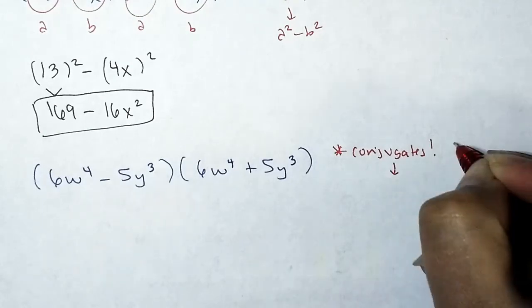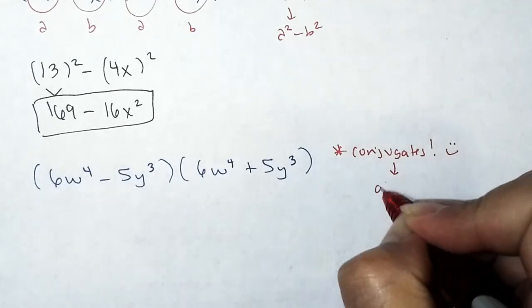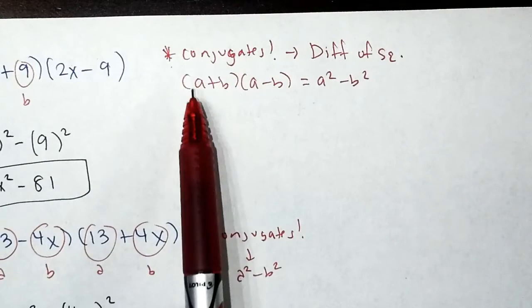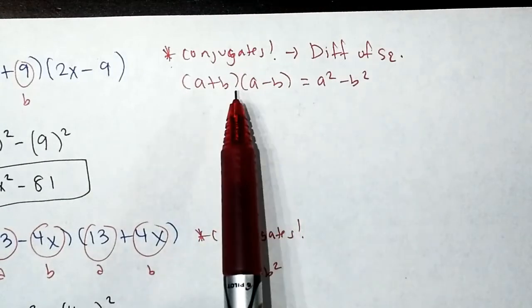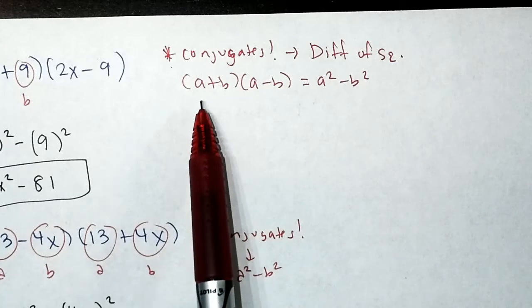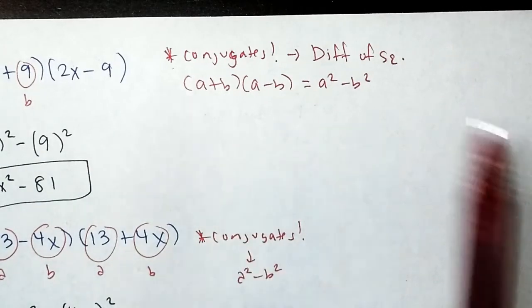That makes me happy because that means that we can take a shortcut. Product of conjugates will always simplify to a difference of squares. So remember, if this is your question, this is your answer. If you have product of conjugates, whether you have a plus b in the beginning or a minus b in the beginning, the moral of the story is product of conjugates will always simplify to a difference of squares.